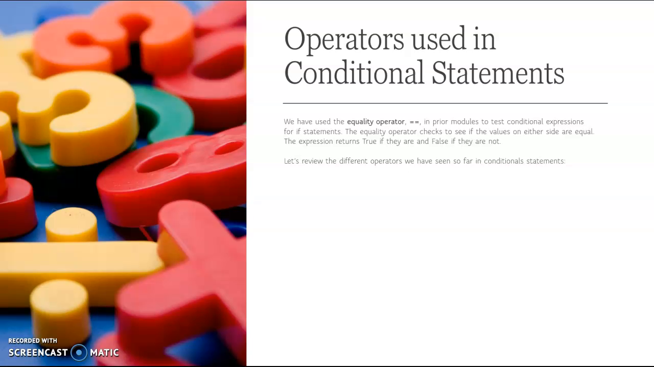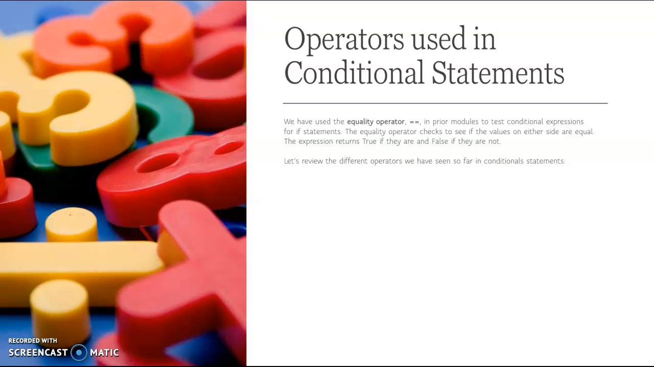been using in our conditional statements, statements that begin with the word if. Now we've used the equality operator, the double equal signs, in prior levels to test our conditional expressions, our if statements. And the equality operator checks to see if the values in our conditional statements on either side are equal. We normally are comparing two different entities. They could be strings, they could be variables, they could be numbers. The expression returns true if they are equal and false if they're not.